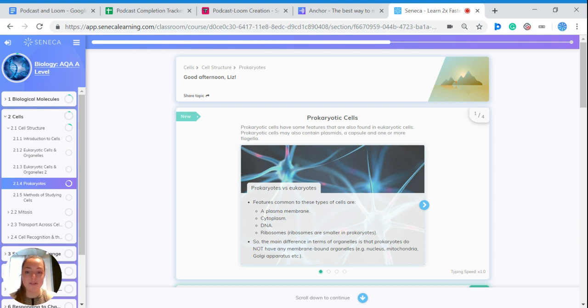They have smaller ones. So the main difference in terms of organelles is that prokaryotes do not have any membrane-bound organelles. So they don't have a nucleus, they don't have mitochondria, and they don't have a Golgi apparatus.